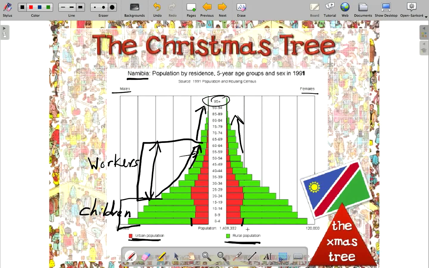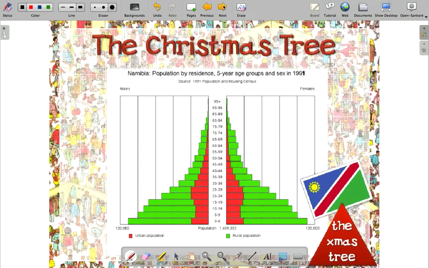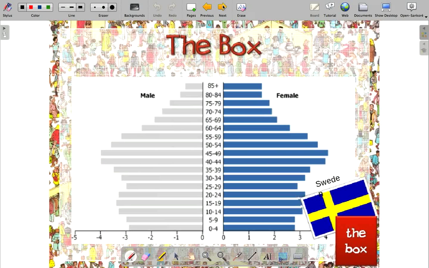So we have high birth rate, but low life expectancy. So even though we have a lot of these babies being born, as they grow up, they're dying because of disease, again, possibly bad health care or poor health care, or conflict it could be. Let's look at a box.